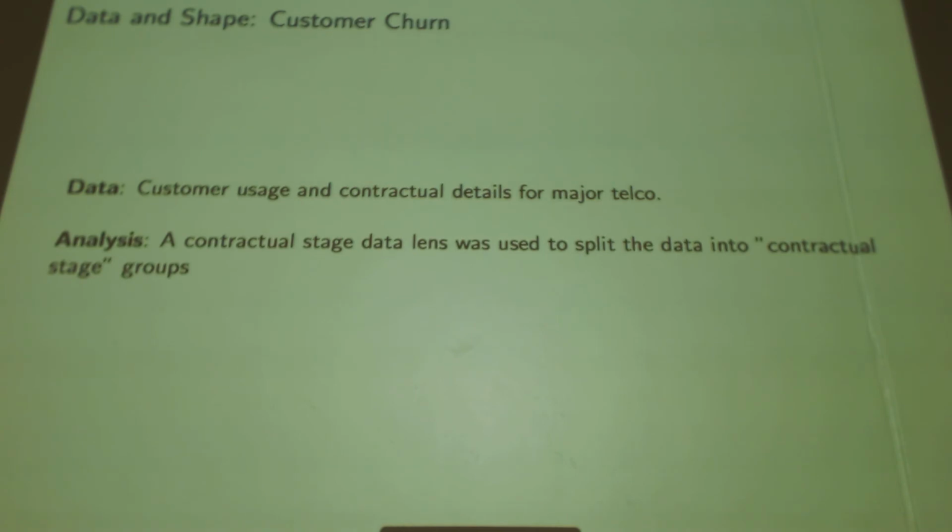First example, customer churn. These are contractual details for a major telco. So what I'm doing is I'm looking at what stage of the contract each person is in, and I'm building a different network for each stage. This is what I get. These are the people at the beginning of their contract. These are the people at the end.